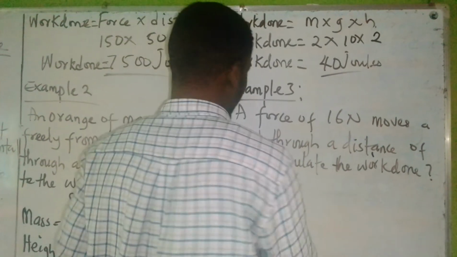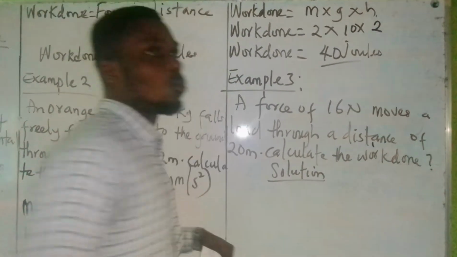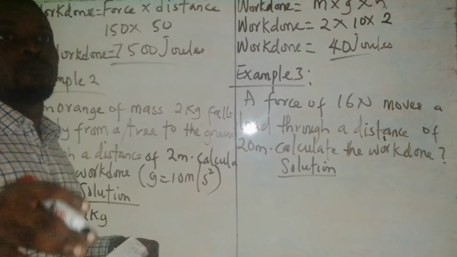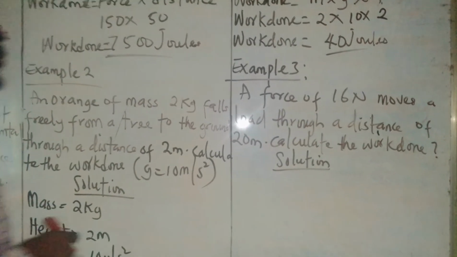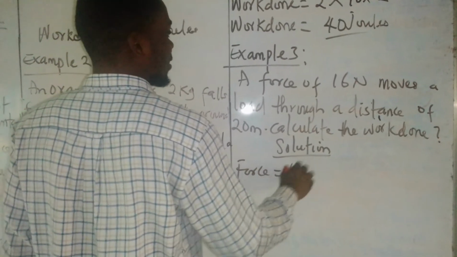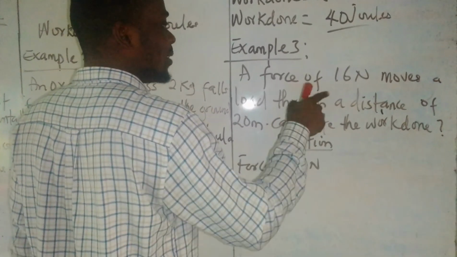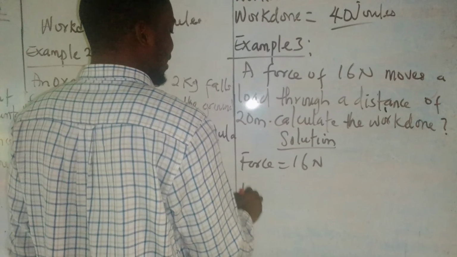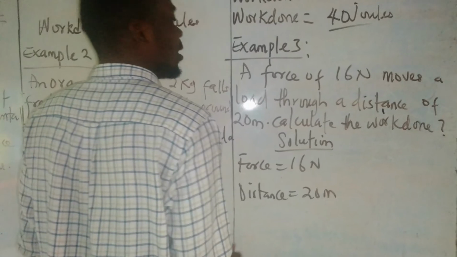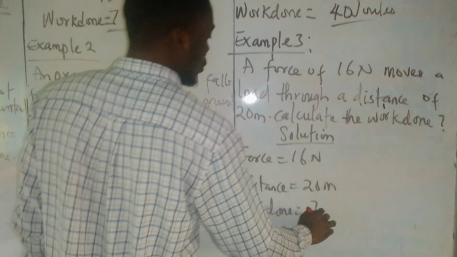Now, solution. First of all, before you start solving, you bring out what I call the parameters, so you're able to know what you're looking for. Each of the values. Force here is 16 Newton. It moves a load through a distance of 20 meters. Now the distance here is what? Distance is 20 meters. Calculate the work done. So the work done here is not known.